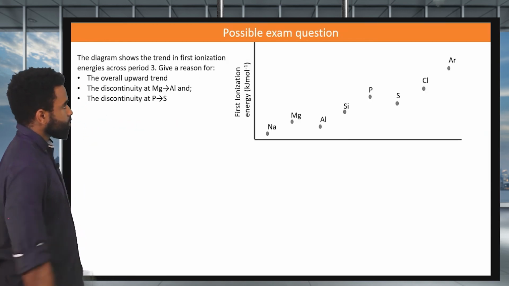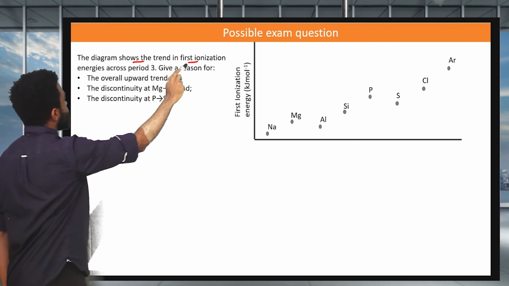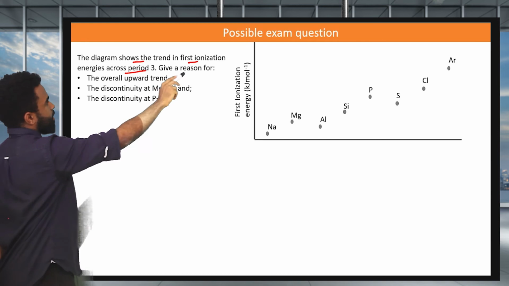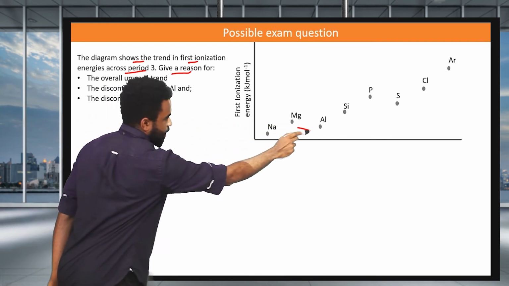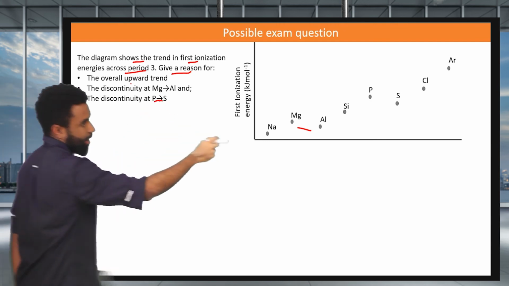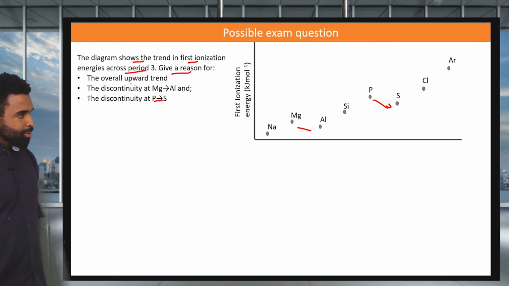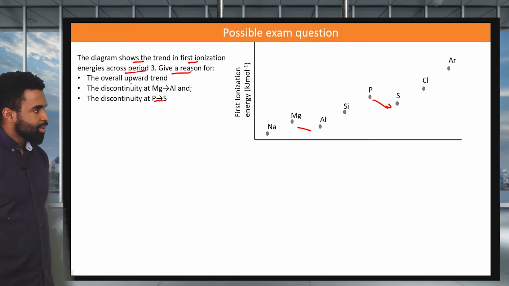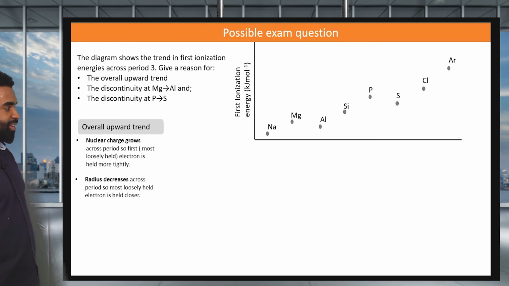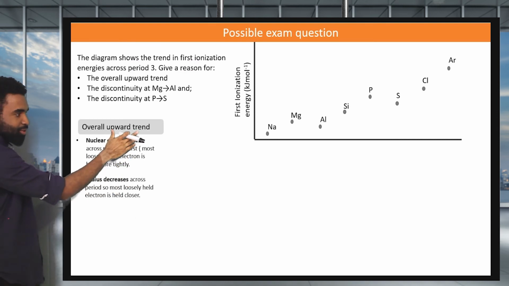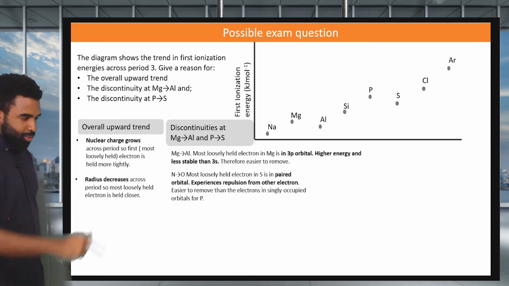Okay, a possible exam question. The diagram shows the trend in the first ionization energies across period 3. Give a reason for the overall upward trend, the discontinuity here, and the discontinuity at P to S, phosphorus to sulfur. Pause the video, process, think how you would answer this. It's really quite simple. We just explain what we've been explaining, okay? So we explain the overall upward trend, and then the reasons for the discontinuities. And there's my long-winded answer there.